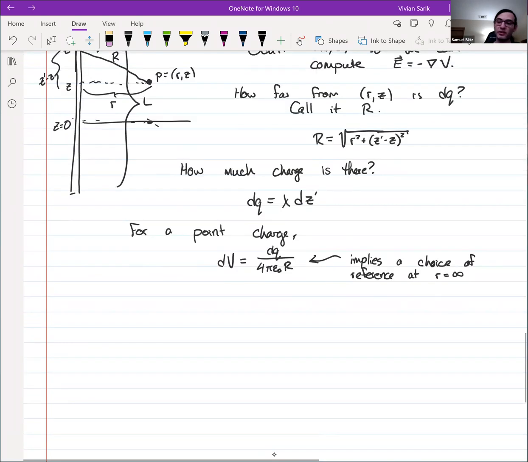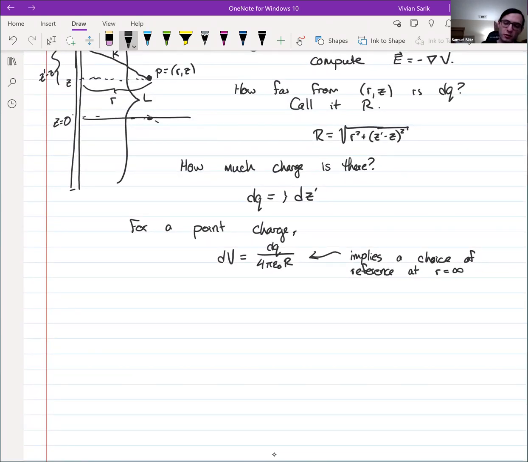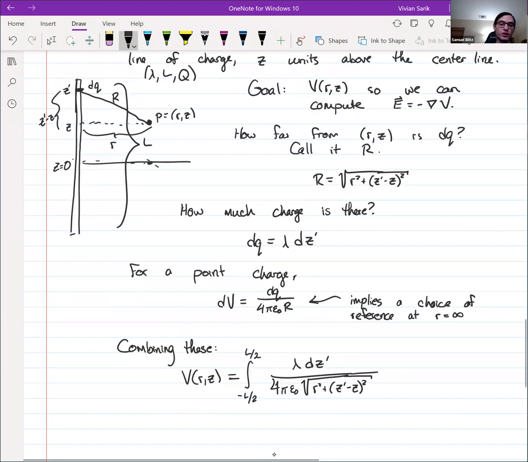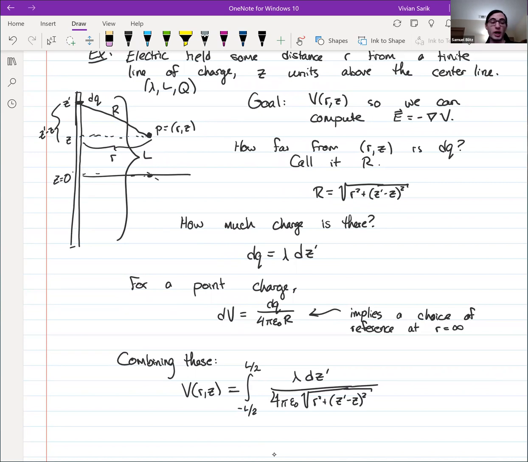Right, so now we just combine all of these things. That's a lambda. There are no x's in this problem. Now we just combine all of these things, and we get the following. We get that V of r and z is an integral from minus L over 2 to L over 2. Remember, this is a finite rod, of lambda dz prime divided by 4 pi epsilon naught square root of r squared plus z prime minus z squared. So again, notice that z and r are constant here. They just tell us where a point of interest is. The thing we're integrating over is z prime.